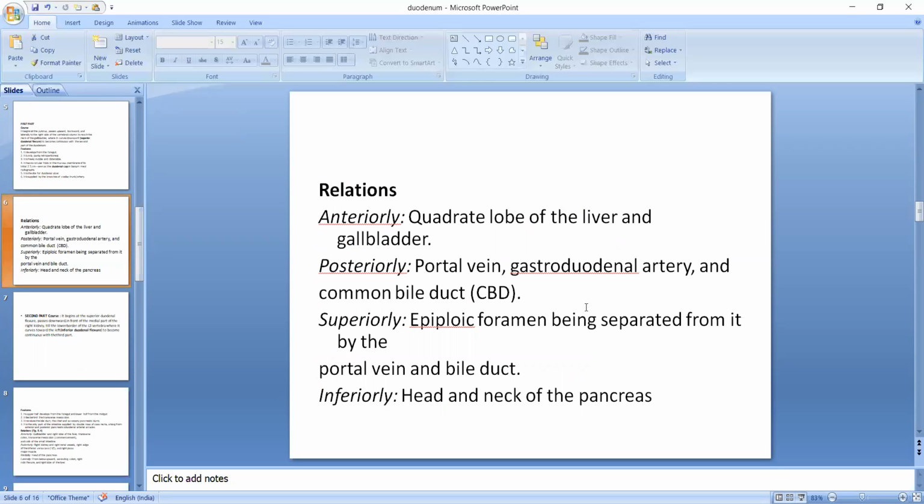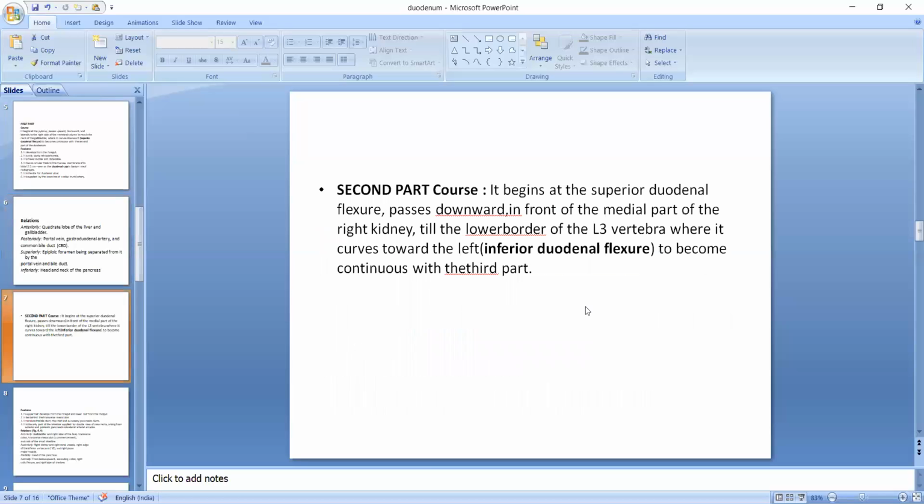Relations: anteriorly it relates to the quadrate lobe of the liver and gallbladder, and posteriorly to the portal vein, gastroduodenal artery and common bile duct. Superiorly it has a relation to the epiploic foramen and portal, separated from the portal vein and bile duct, and inferiorly it relates to the head and neck of the pancreas.